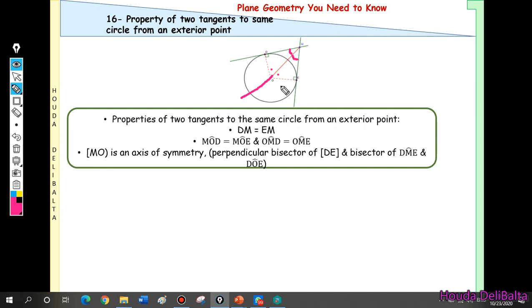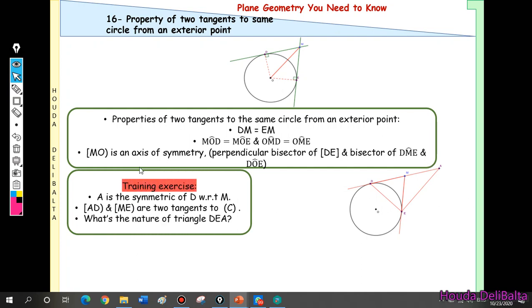So we can conclude that the line joining the exterior point with the center is an axis of symmetry. That means if we join D and E, that chord, we can deduce that MO is the perpendicular bisector of the chord DE, and it's the bisector of angles DME and DOE. So that's a property of the line joining the center and the exterior point where the two tangents are issued from. Now let's take a training exercise using this idea.